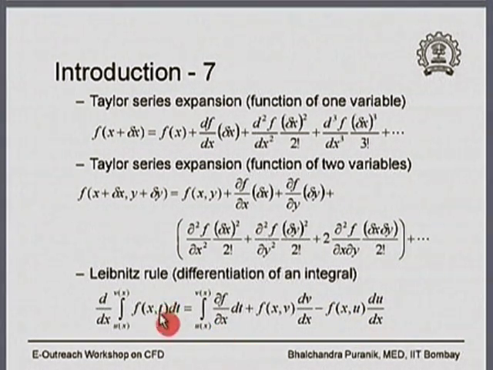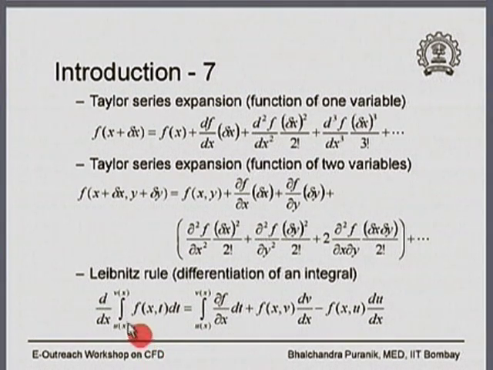The t here that you see inside the argument for the function is essentially a parameter, and depending on the value of the parameter, you will use either the lower limit or the upper limit. So, here we have used the upper limit, and we are subtracting the lower limit multiplied by the differentiation of the lower limit with respect to the variable x. This is what we call the Leibniz rule in one dimension.